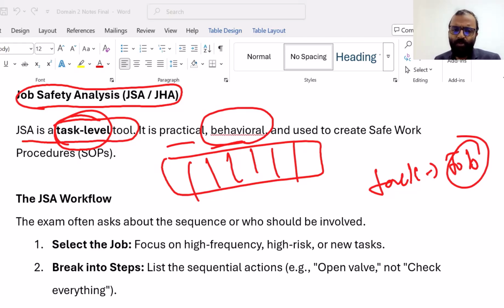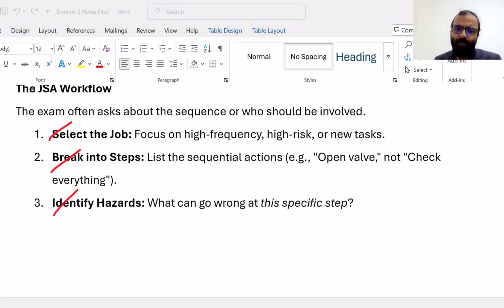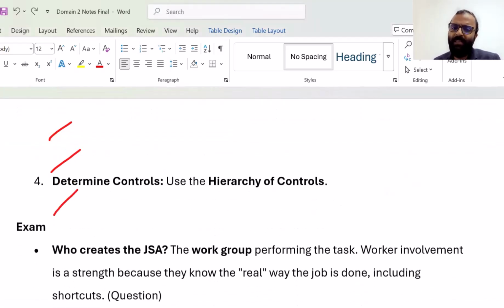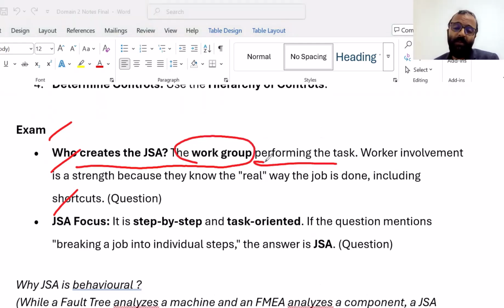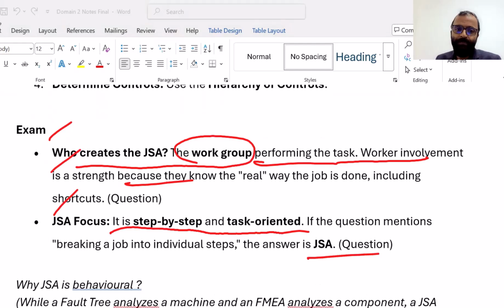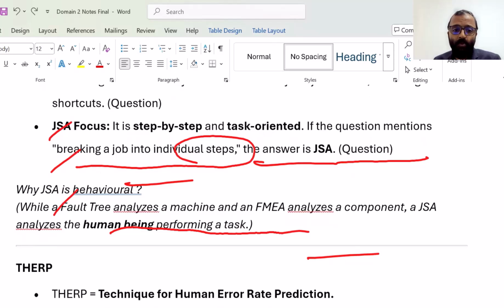So JSA, what is the procedure? We select the job, then break the job into steps, identify the hazards at each step, and determine the controls. Who creates the JSA? That is an exam question. The work group who is performing the task, they will create the JSA. Worker involvement is a strength here. JSA is a step-by-step, task-oriented process. That is JSA. JSA is behavioral. That is also very important.